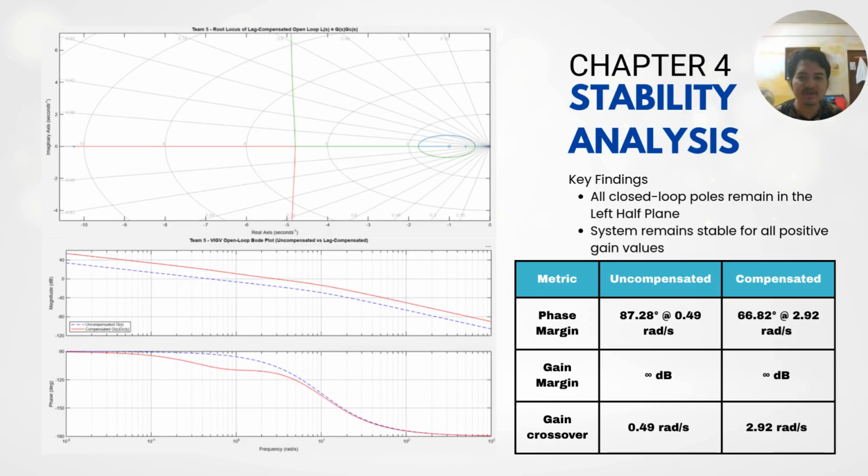The stability of the controller was verified using root locus and Bode plot analysis. From the root locus, you can see that all of the poles lie in the left half of the plane, indicating that the closed loop system is stable. The compensated system achieved a phase margin of 66.82 degrees and an infinite gain margin, both exceeding the required specification. This result confirmed that the controller provides sufficient robustness while maintaining stability.